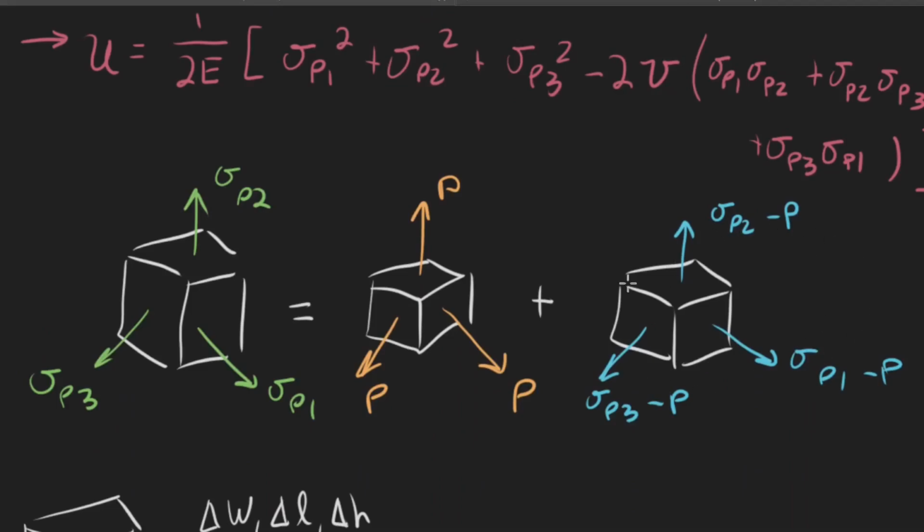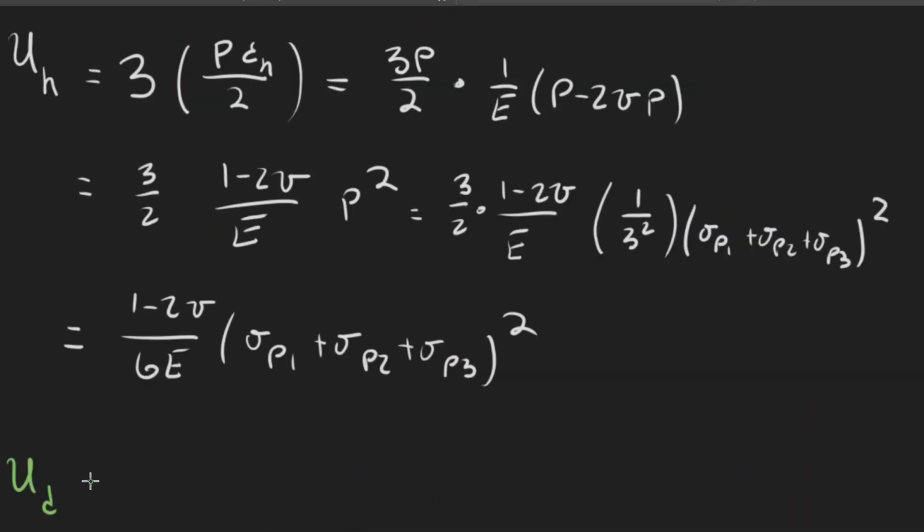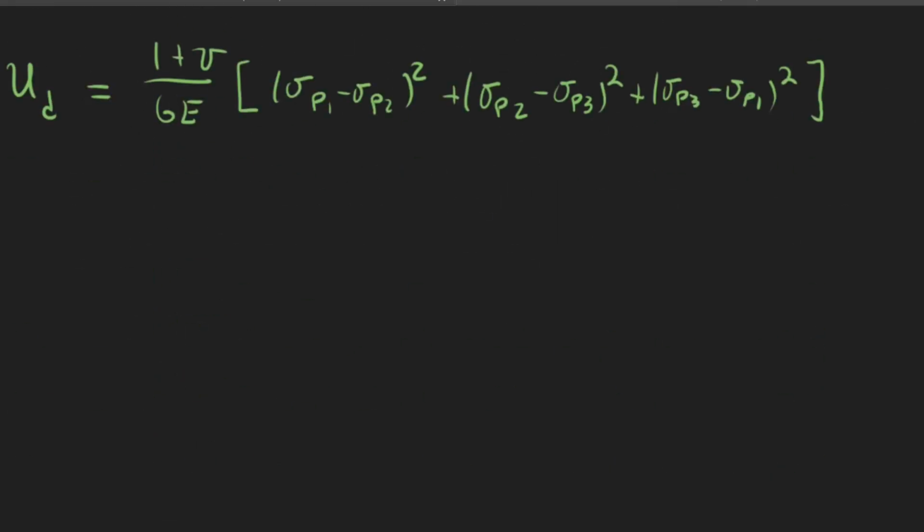So this distortion energy is going to be equal to (1 plus nu) over 6E times (sigma P1 minus sigma P2) squared. I'll just go ahead and write out the rest. So now the key insight here is that we're going to create a value of stress that's basically, quote unquote, responsible for this distortion energy.